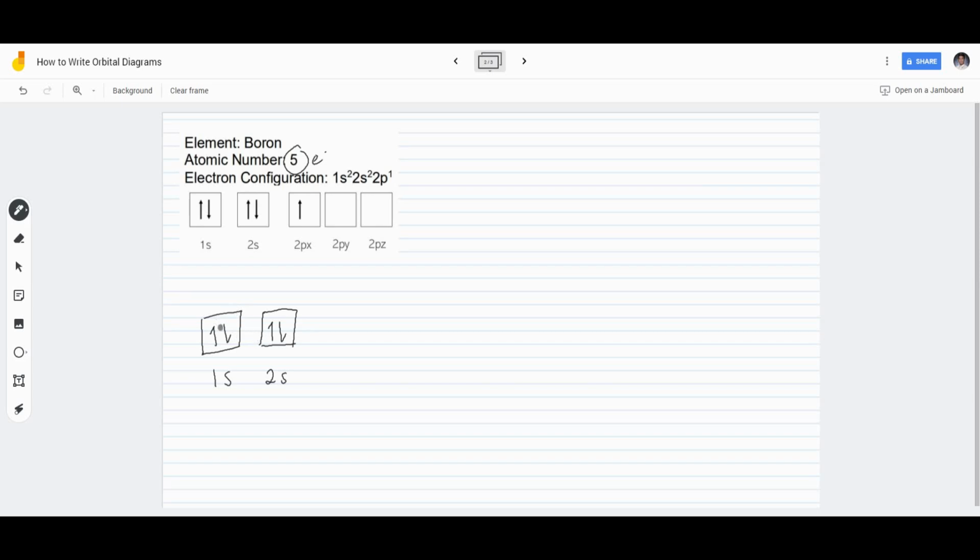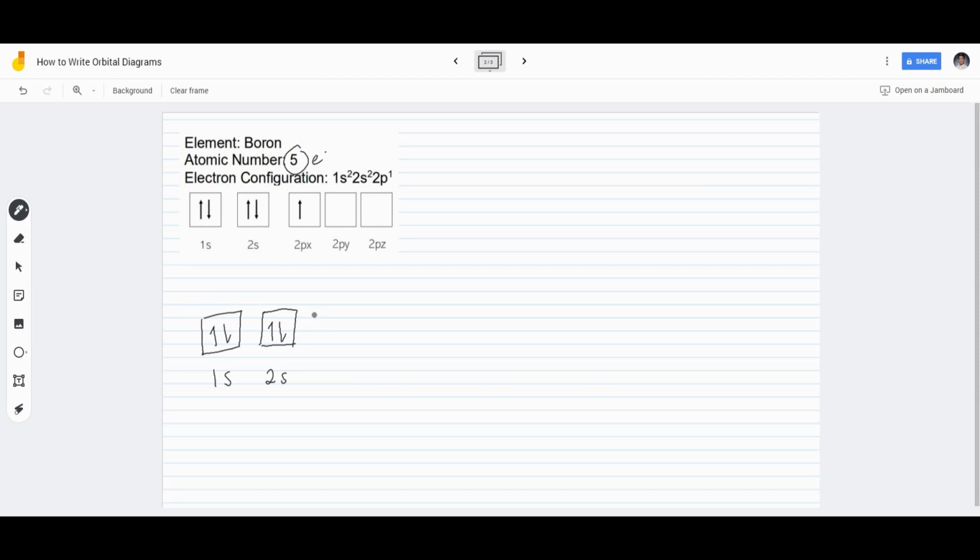And notice also the sequence in how I entered the electrons in the orbital. So by convention, we start with the up arrow. Okay, we start with the up arrow and then the down arrow next. And then after we fill up one orbital with 2 electrons, we move on to the next.